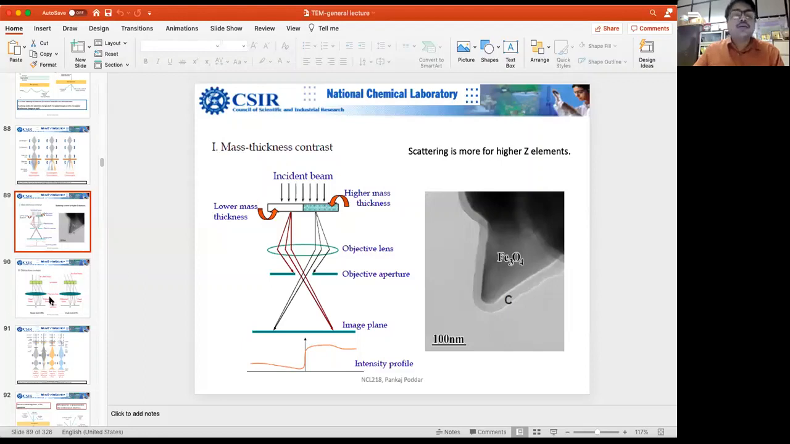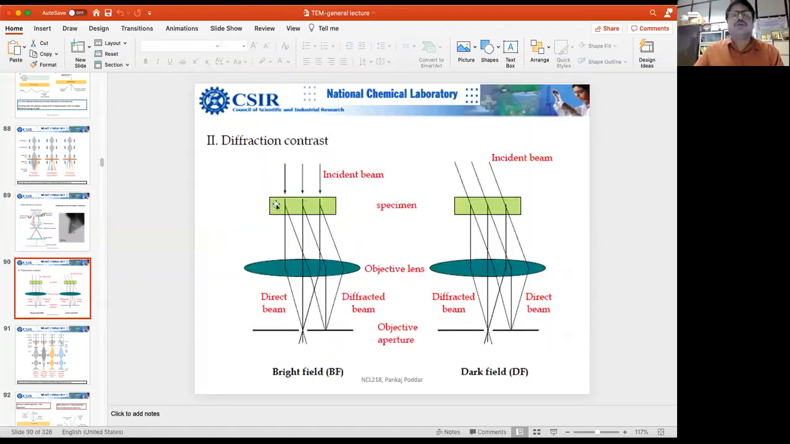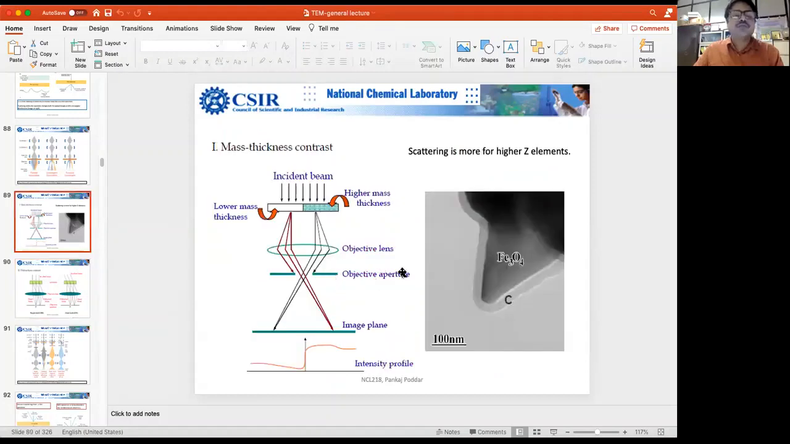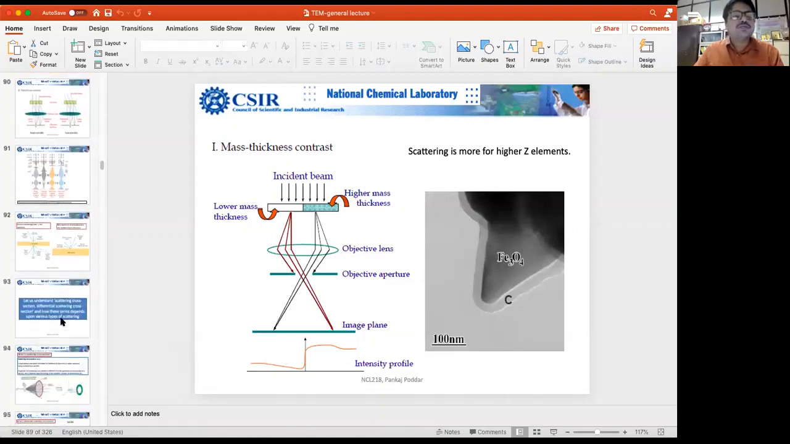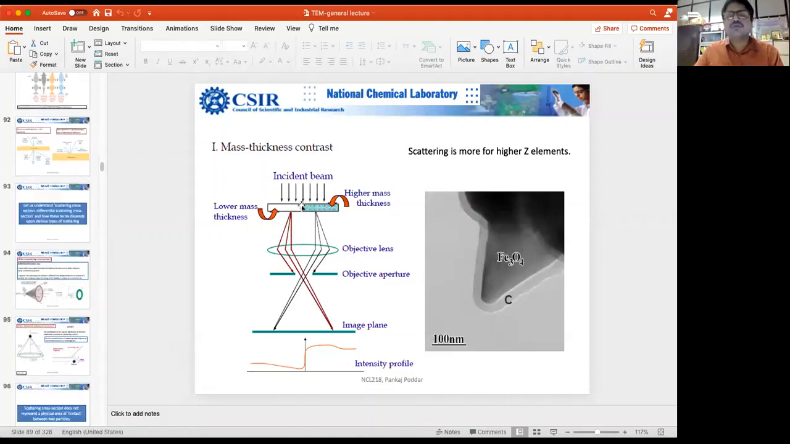And the problem is that you also have crystallinity contrast. Suppose for the same thickness and same crystallinity, everything remains the same. You have the same thickness, same mass number, but if you have different lattice planes, they can bend the electron beam, they can diffract in different directions. So then you have a complexity of crystallinity contrast. If I show you some images, you will see that with the same particles, some particle will be a little bit darker, some particle will be a little lighter.